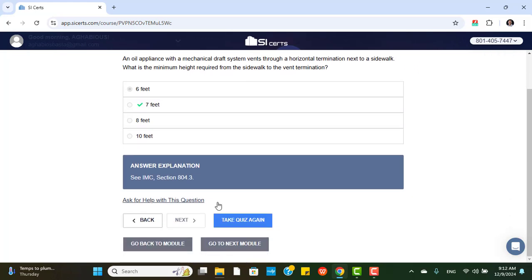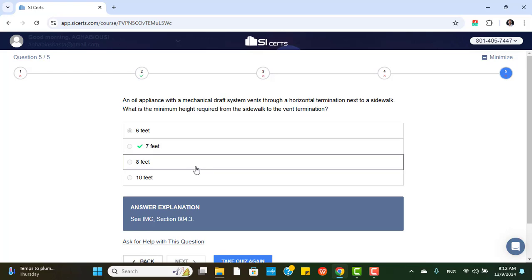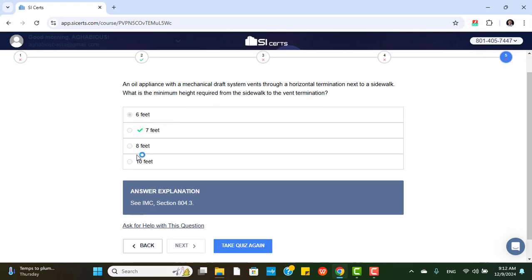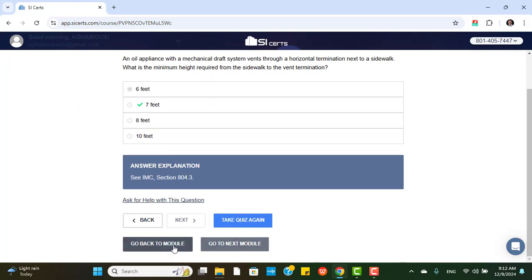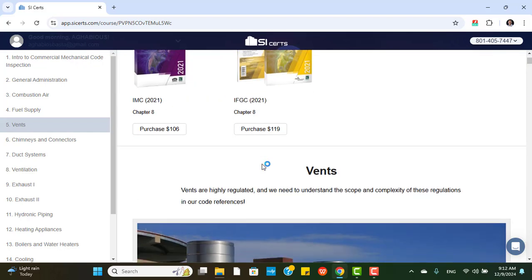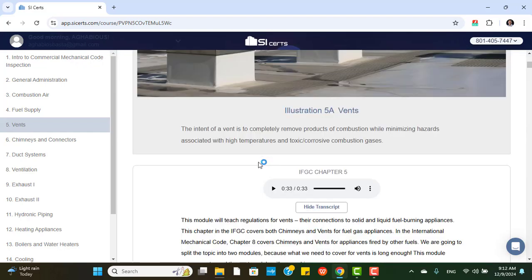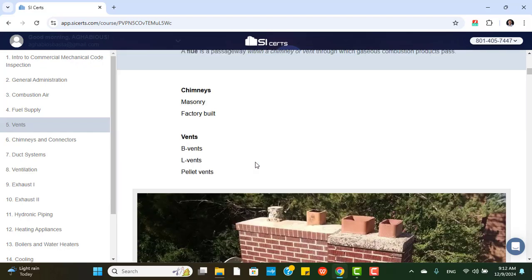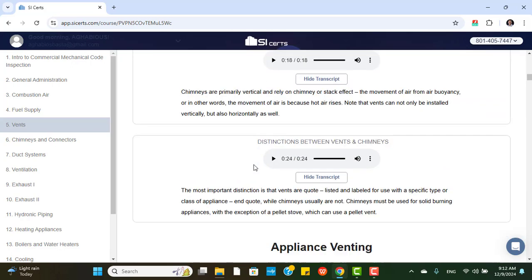Okay, this is all. We will revise this again and we will check the answers. That's all for this module of the vents. Let's go back to the module. This is in vents, and that's all about vents.